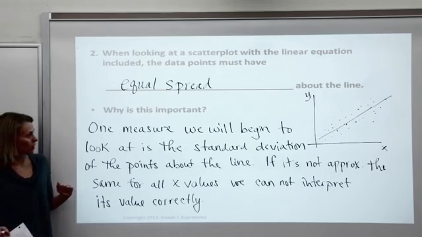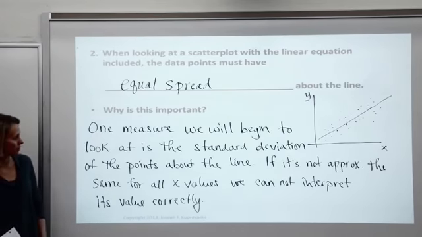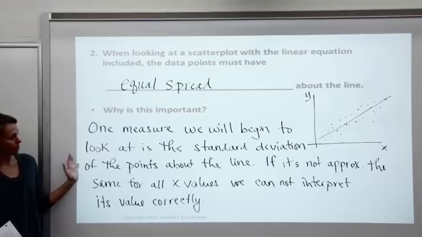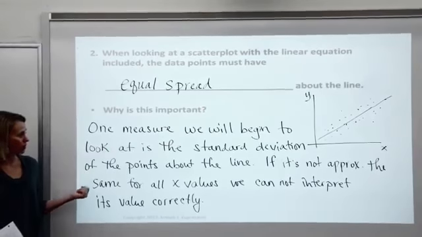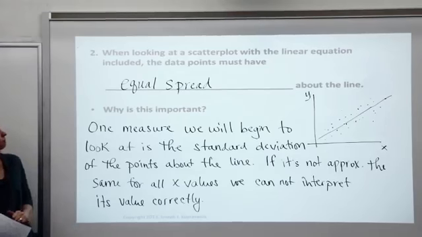Okay, so equal spread. I tried to show you that with the scatter plot. Again, this is one we're going to come back to in a minute and talk about again. But we're going to look at the standard deviation of points about the line. We want that spread to be roughly the same for all x values. If it's not, we'll have difficulty interpreting that standard deviation. So that's number 2.